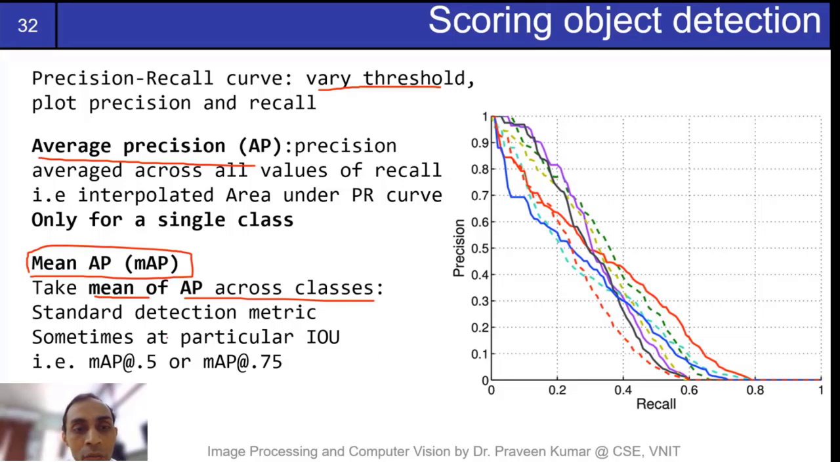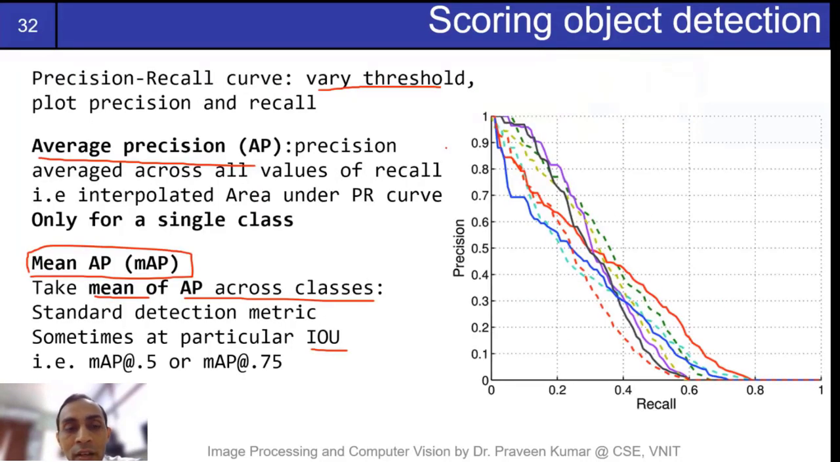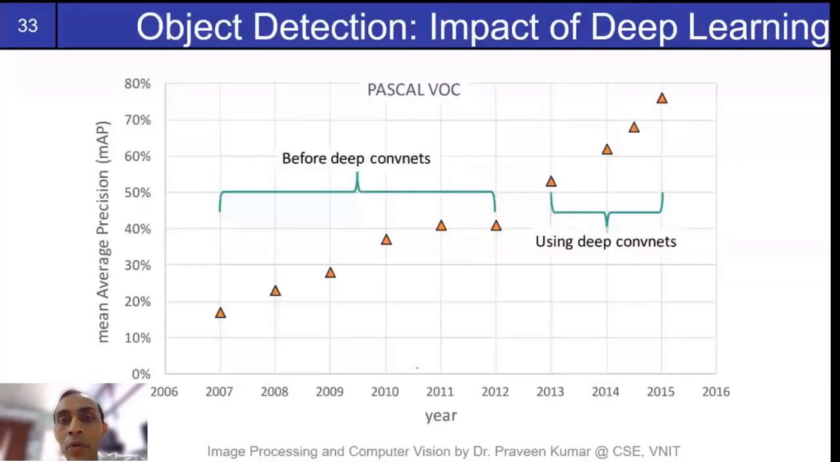This may also sometimes be fixed for a particular threshold value, a particular IOU value, from where we start considering whether the bounding box detected is correct or not. So we can keep it at 0.5 or 0.75. Most of these datasets, when they give out challenges, will say that you have to report your mean average precision at an IOU value of 0.5, and then people compete over that.